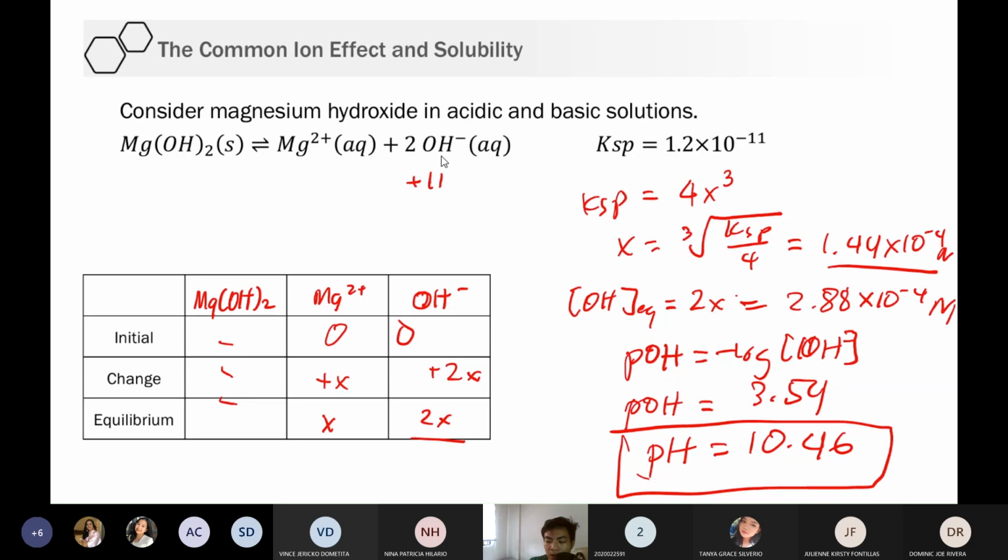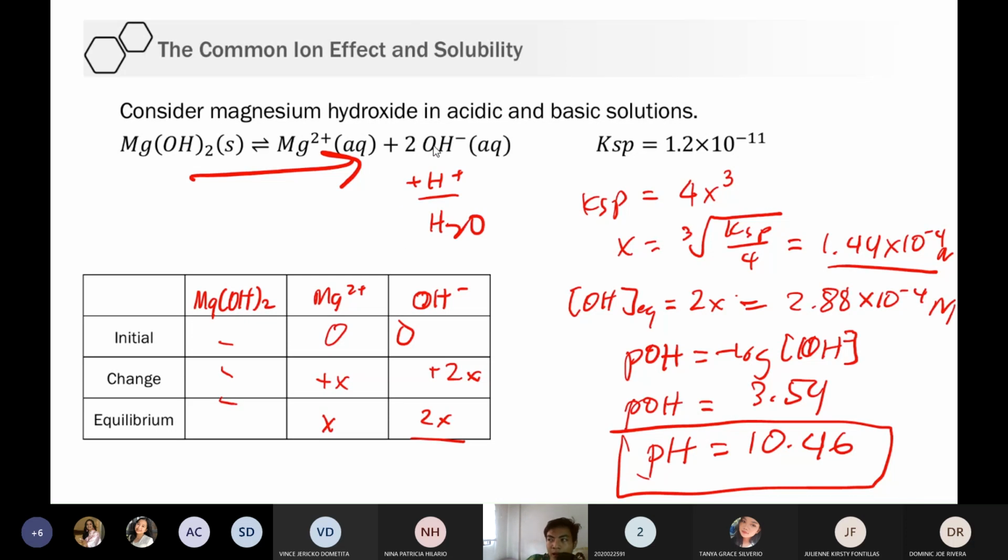It reacts with H plus to form water. So in acidic solution, the concentration of OH will decrease. Since you decreased the concentration of the product, what does Le Chatelier's principle say? When you decrease the concentration of your products, the equilibrium will be shifted to the right. Right? So magnesium hydroxide will be more soluble in acidic solutions.